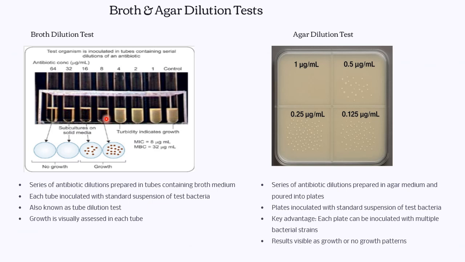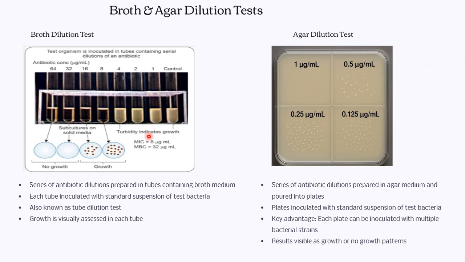So we can have turbidity in this test tube. But the minimum bactericidal concentration, the concentration which kills the microorganism, is 32. That is, at 32 micrograms per ml all the bacteria are killed. So the minimum bactericidal concentration is 32 and the minimum inhibitory concentration is 8. Clear? That is the difference between MIC and MBC.